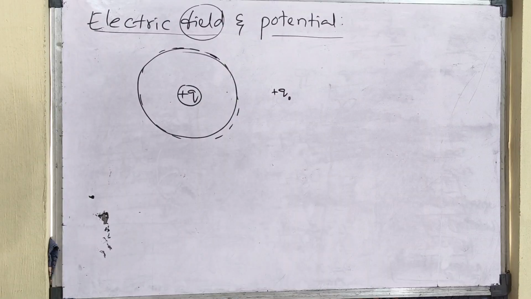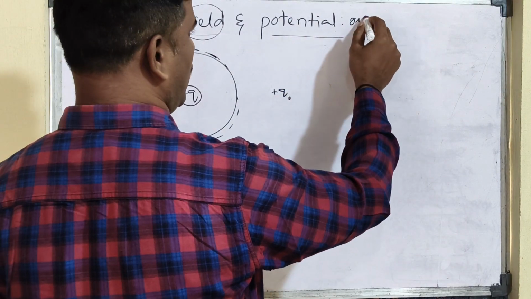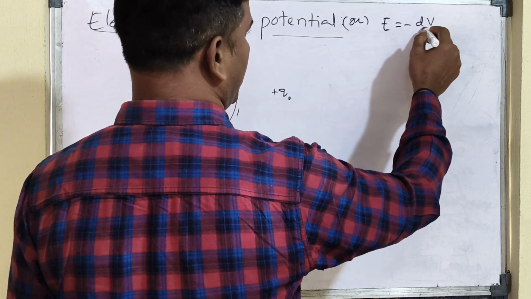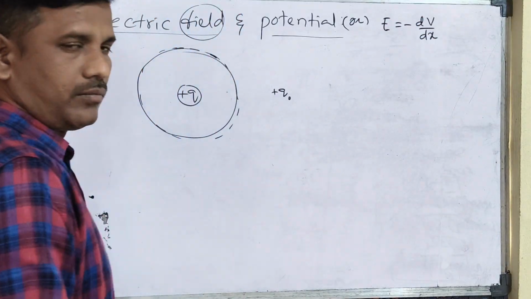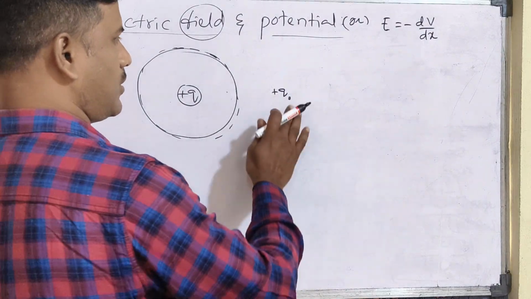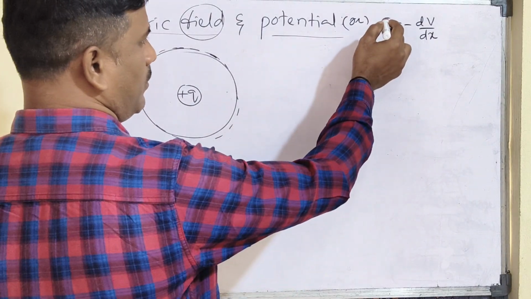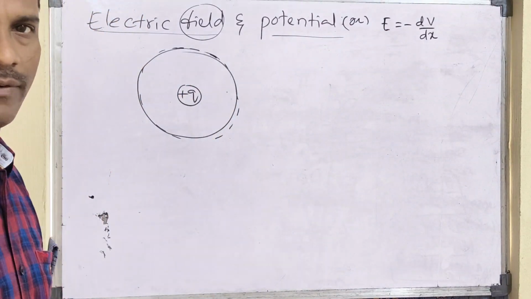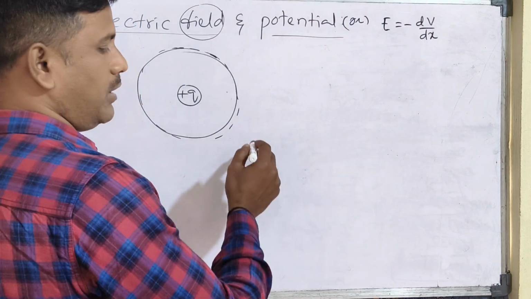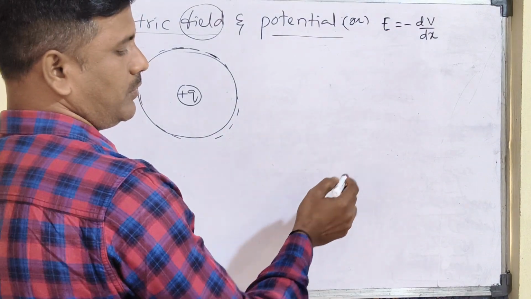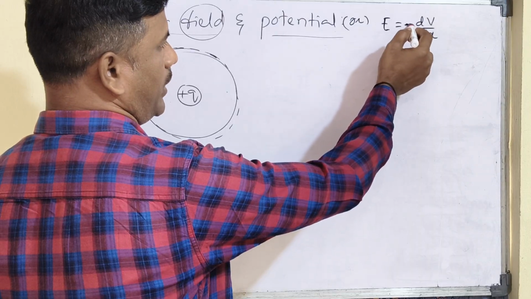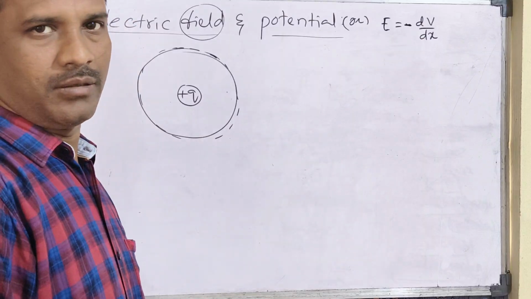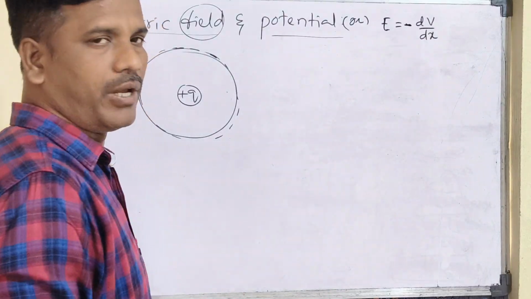That is one way of questioning. Another way is: derive the relation E is equal to minus dV by dx or dr. In another way, the question is also: prove or show that the electric field at any point is equal to the negative potential gradient at that point.